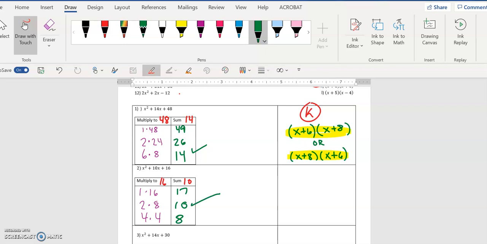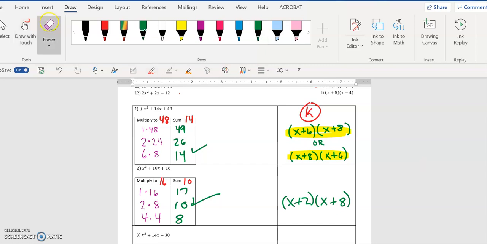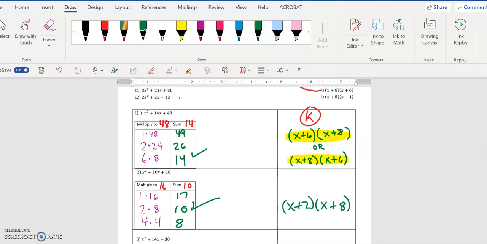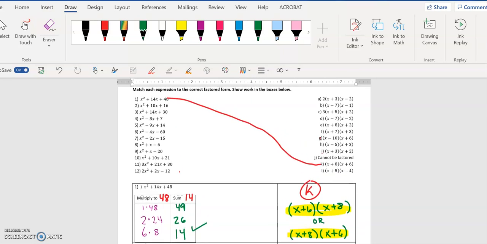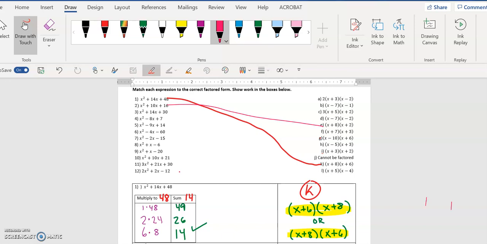We were hoping to find numbers that add to 10. We did, 2 and 8. So those are our numbers. X plus 2, x plus 8. And again, that can be switched in the other order, and that's fine. Let's figure out which answer that matches with. X plus 2, x plus 8. I see it in letter E, right there.